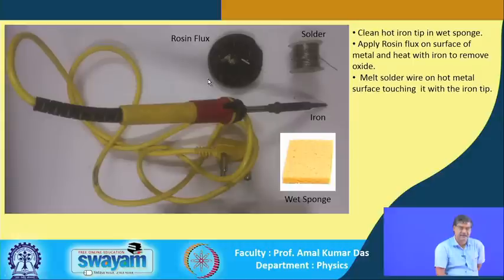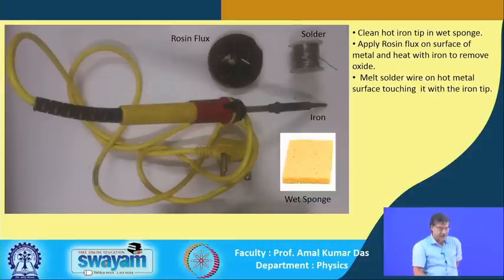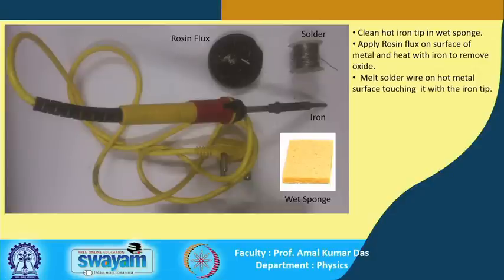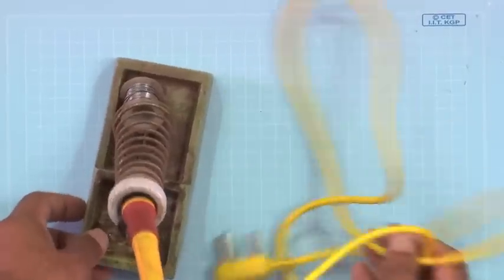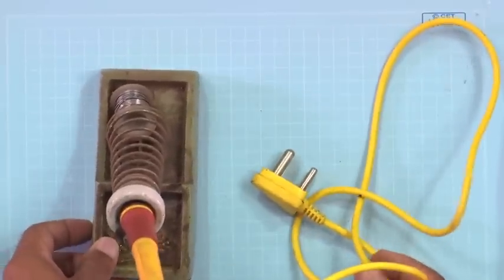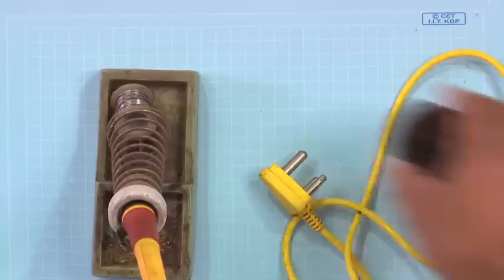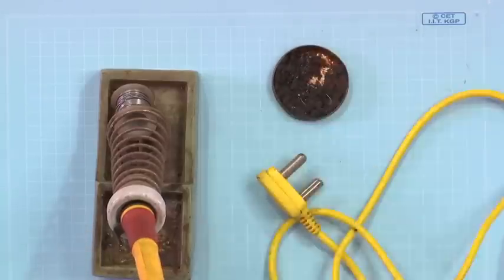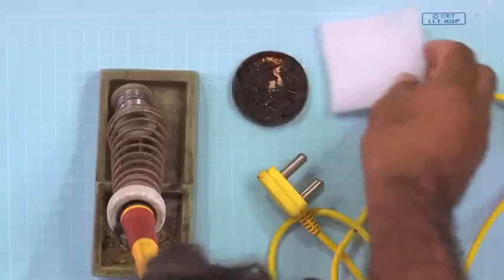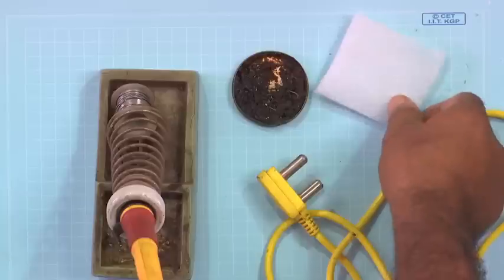This is a set of soldering iron. I can show you. This is again from my lab, okay. It looks very dirty, but that is because we are using them. This is the rosin flux, and I have different colors of this soft sponge, okay.